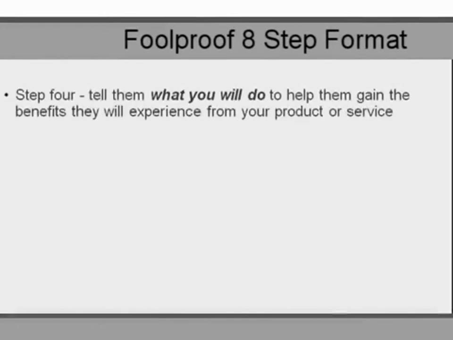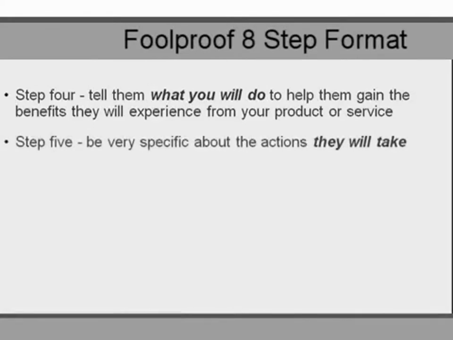Step 4 in the process of creating a compelling message is to tell them what you will do to help them gain the benefits they will experience when using your product or service. Will you help them implement a process, guide them in performing a service, provide training on a new procedure, install a product, guarantee your services, and so on? Again, the more additional value you can provide that your competition can't match, the better.